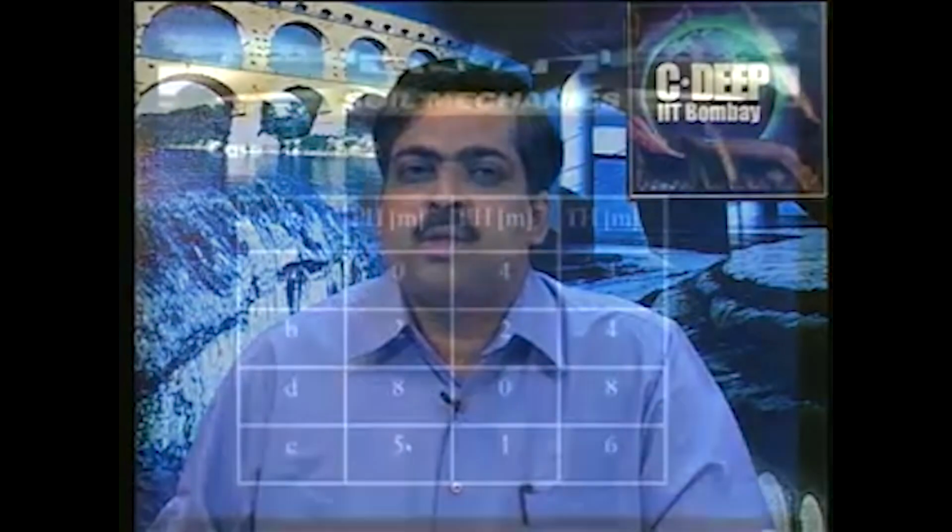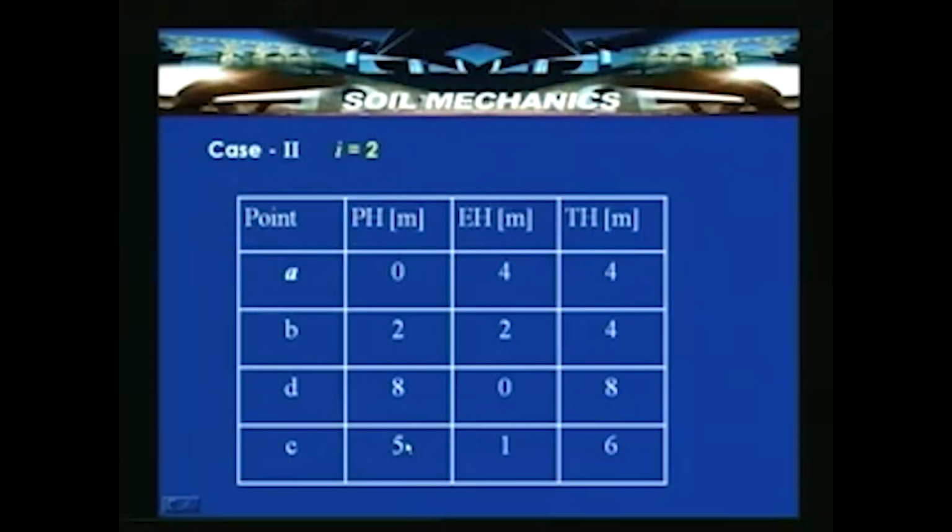Elevation head is 1 meter. So, the pore water pressure head will be around 5 meters. So, the pore water pressure available here is around 50 kilonewton per meter square, if you consider gamma W equal to 10 kilonewton per meter cube.